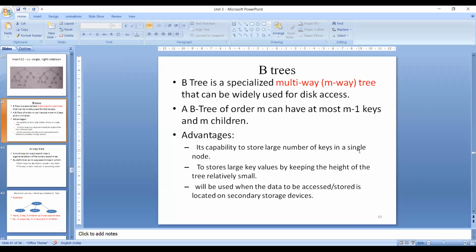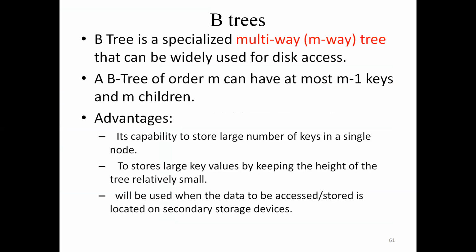AVL tree, where an AVL tree is a balanced binary search tree. It is an efficient way to search for an element. Why do we call it an AVL tree? We have seen the balance factor also. What is the balance factor of an AVL tree? And today we are going to see the B tree.